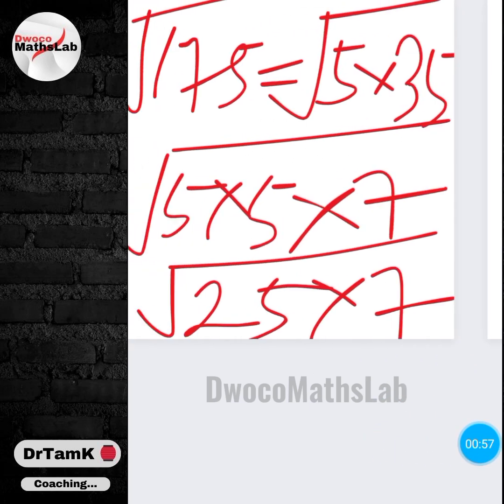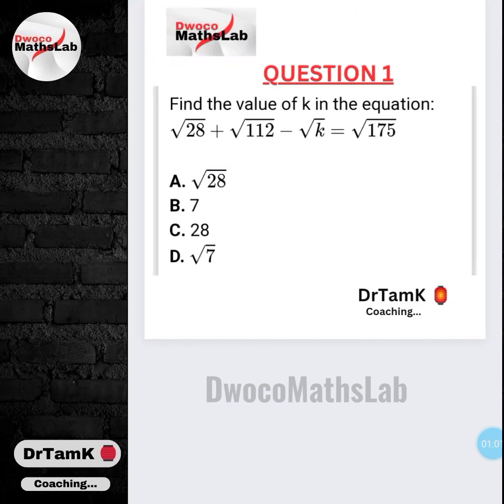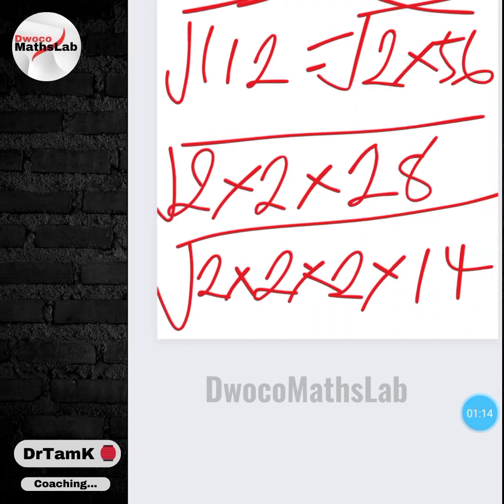What I mean by the first part is this part, the first part of the question. Let me show you: root 28 plus root 112 is what we have gotten so far. Now I'm going to join it with this and then with this. Is that clear? So what I'm going to get is this.